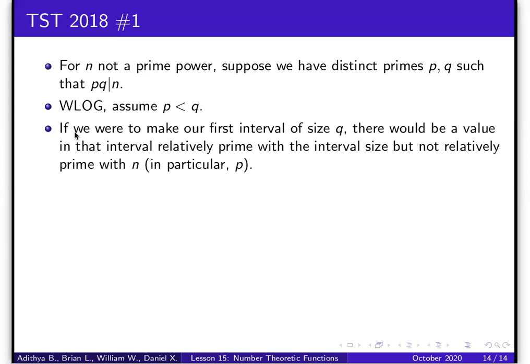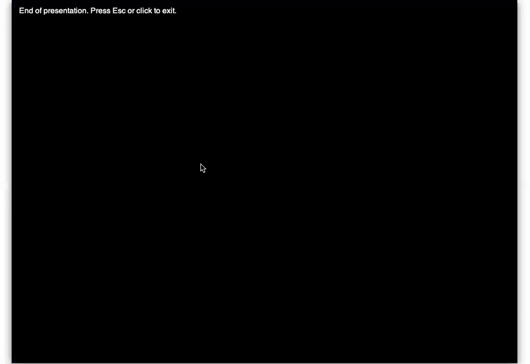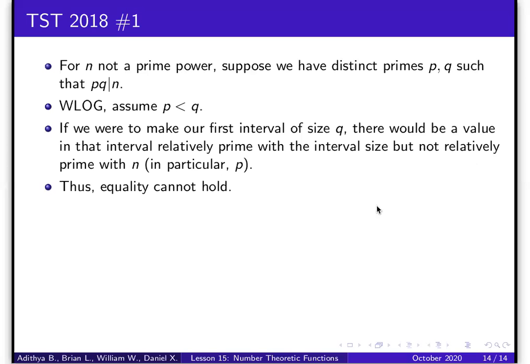Because now the number of relatively prime numbers with n over all intervals is going to be the sum of phi of d2 plus phi of d3 all the way to phi of dk, and then plus phi of d1 minus 1, which is at most n minus 1. So equality cannot hold. And hence our answer is just the prime powers. So that finishes the question.